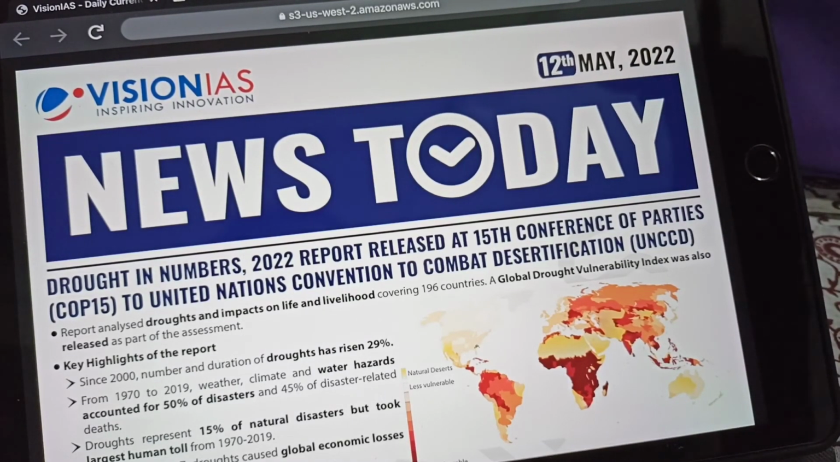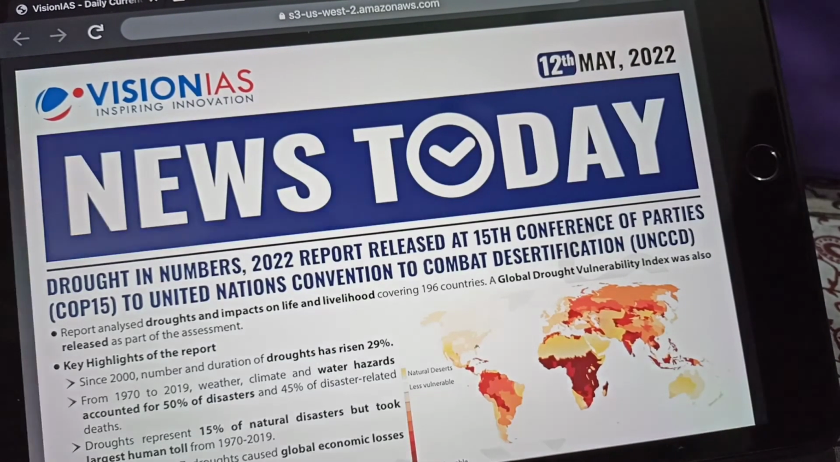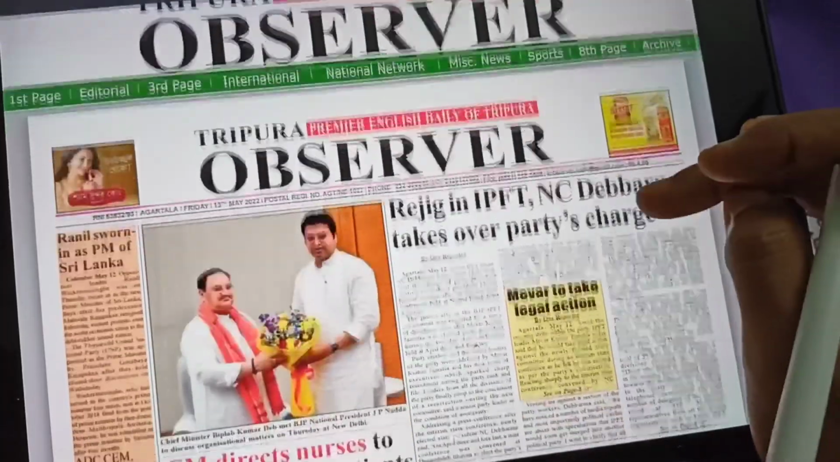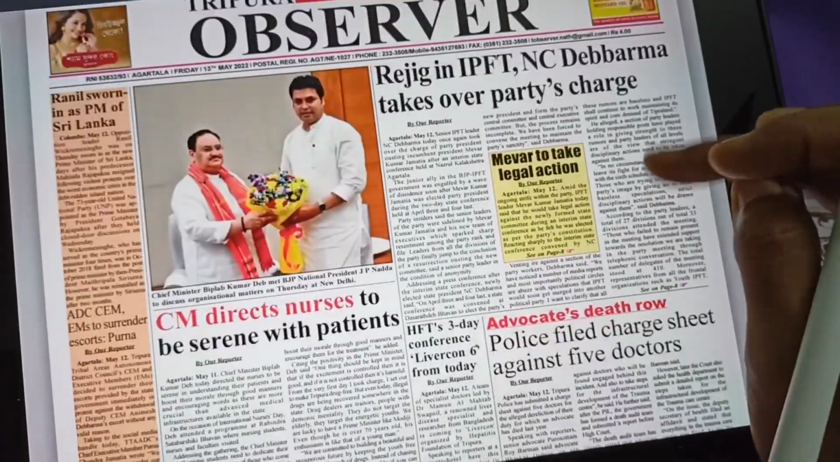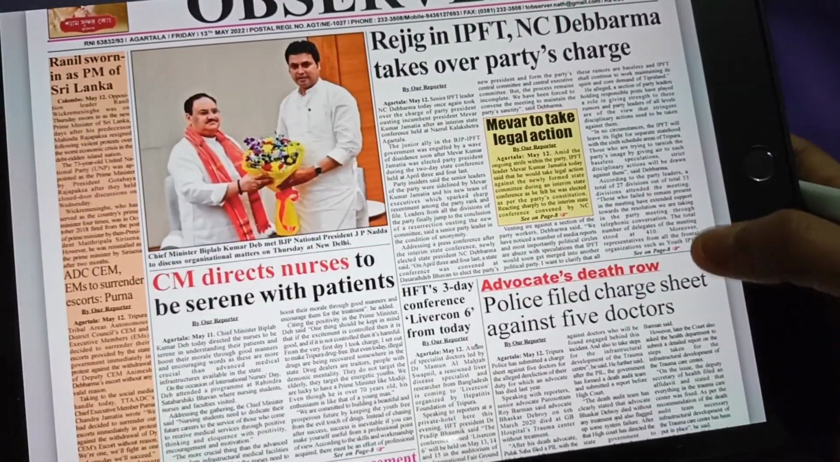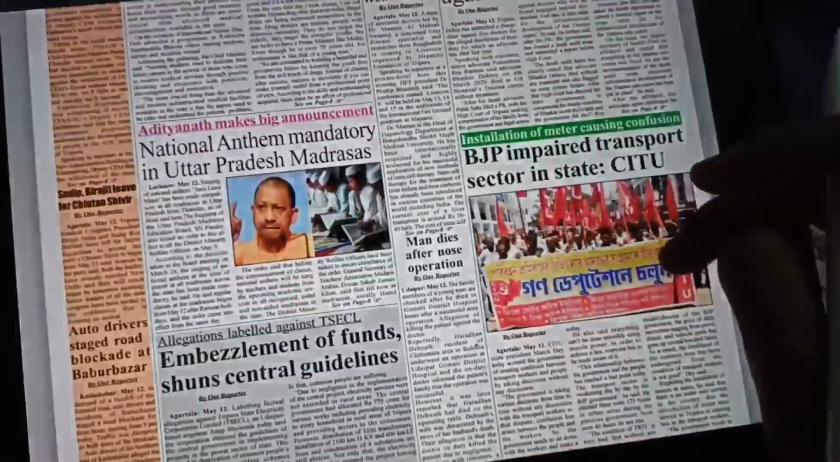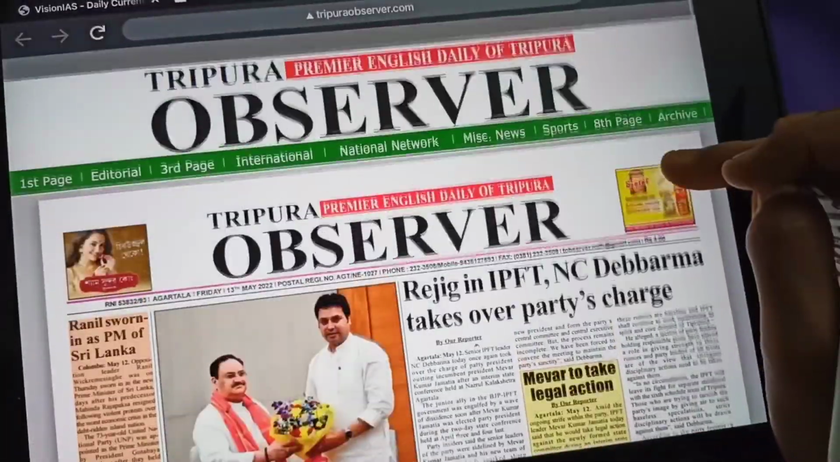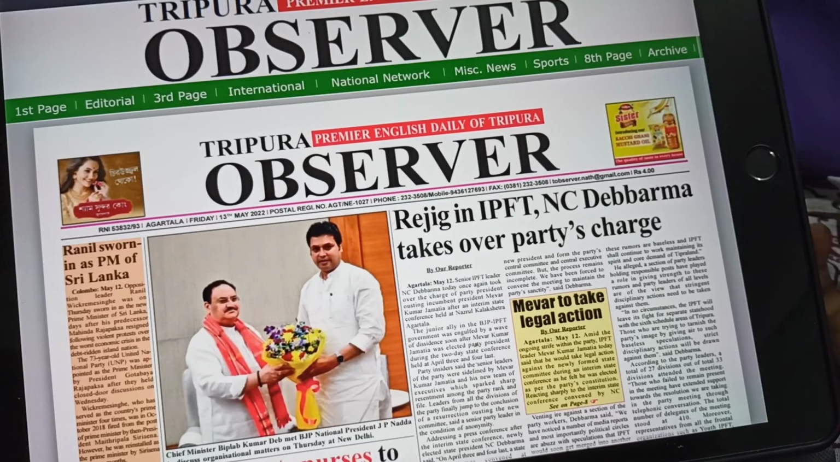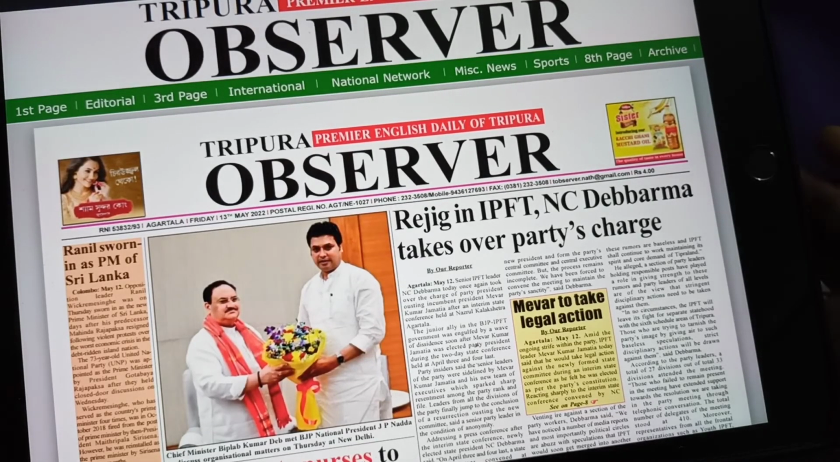Now for state-specific news, I used to refer to the Tripura Observer. It is an English daily of Tripura. You can refer to this, or you can refer to the Tripura Times or Northeast Daily. Basically, any English local daily newspaper you can refer to. Okay.